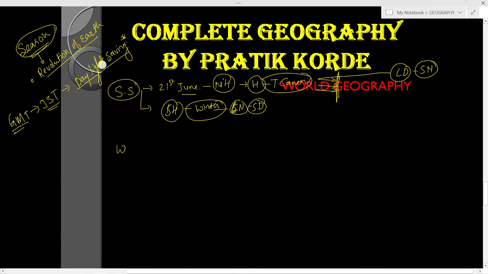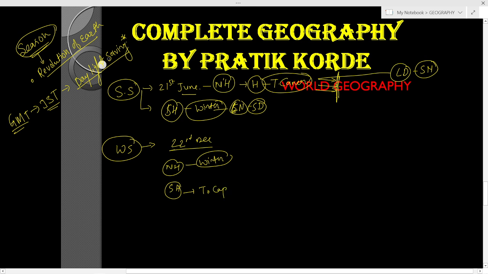The second is the winter solstice. The date is 22nd December. Now on 22nd December, in the northern hemisphere it will be winter. The sun will be above the Tropic of Capricorn, and hence there it will be summer. This is all you have to remember: northern hemisphere winter, southern hemisphere summer. Similarly, here there will be longer nights and shorter days, and there longer days and shorter nights.